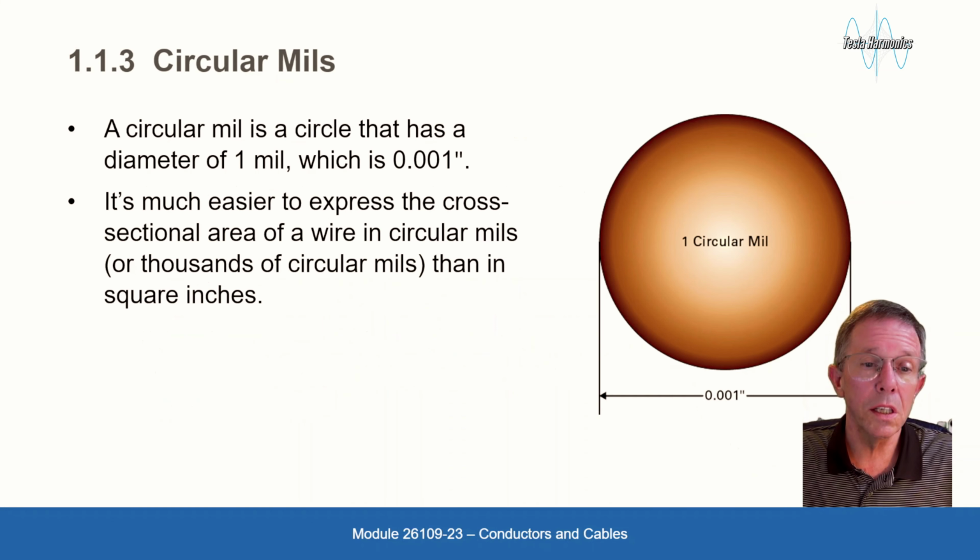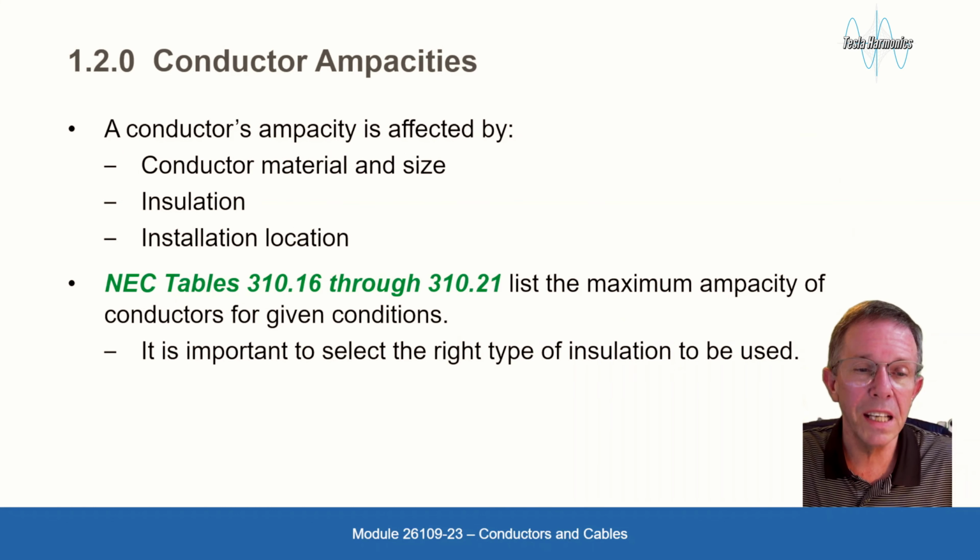A circular mil is a circle that has a diameter of 1 mil, which is 1/1000th of an inch. It is much easier to express the cross-sectional area of wire in circular mils or thousands of circular mils than in square inches.